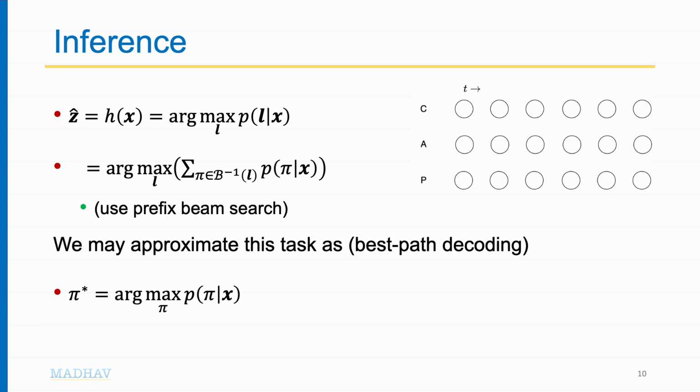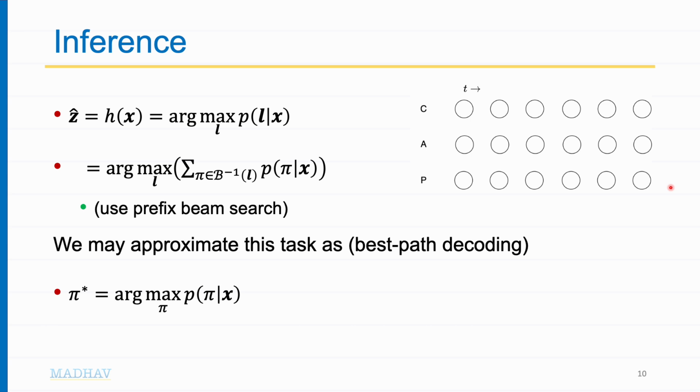I'm saying CAP. I can say, let's say here, it could be CCAAPP, it could be CCCAPP, or blanks also in between. In this case, blanks are not there. So all these are valid paths, right?